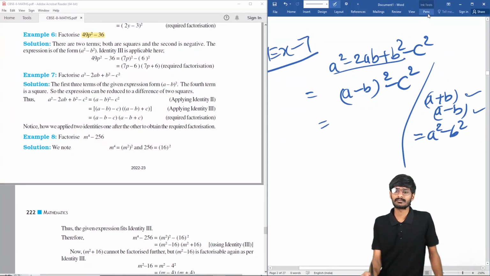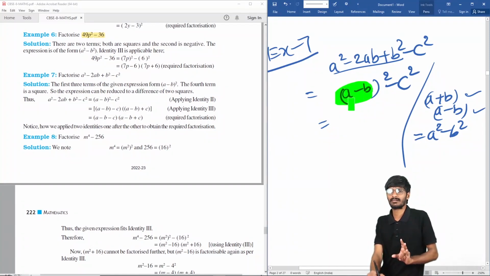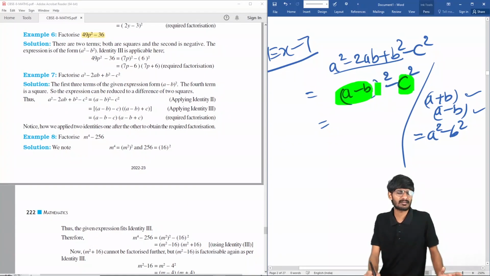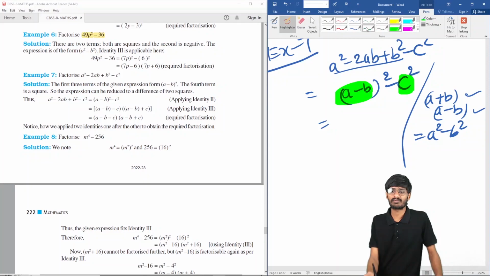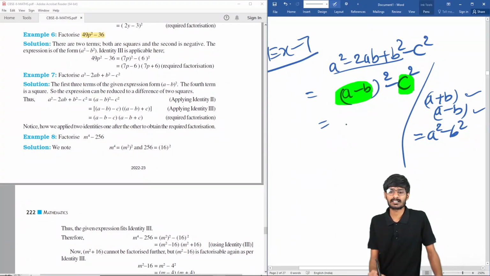So here there is a term. Don't look at that a and b. There are 2 terms in it. What you have to see is there is a bracket and there is a square, and here also there is some term, whatever it may be, with a square. So something square minus something square means this formula applies, so we can apply that formula.